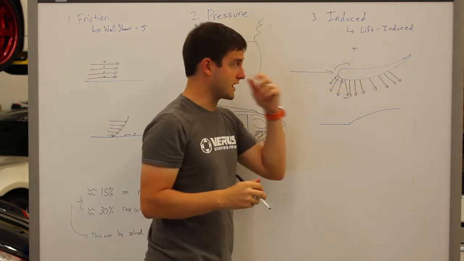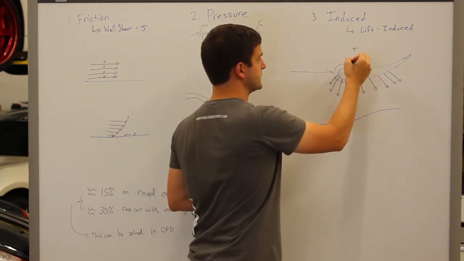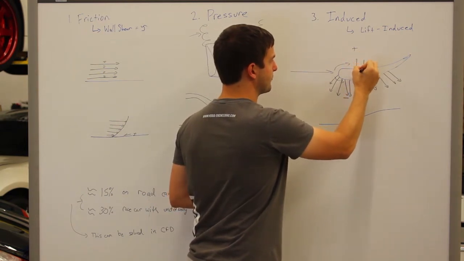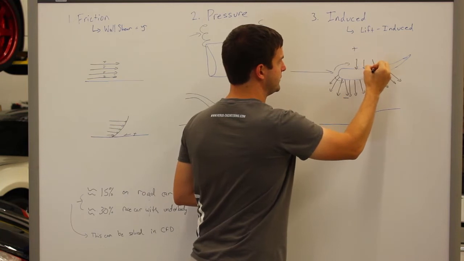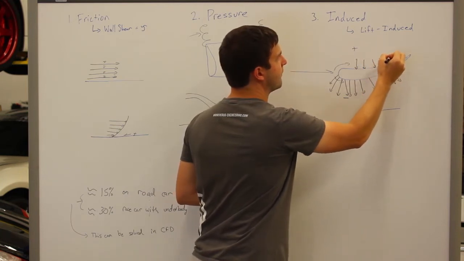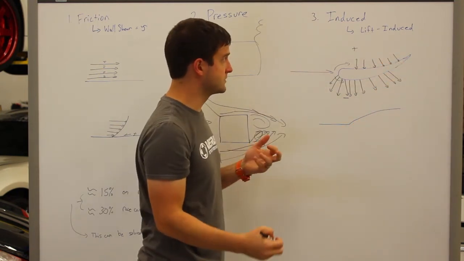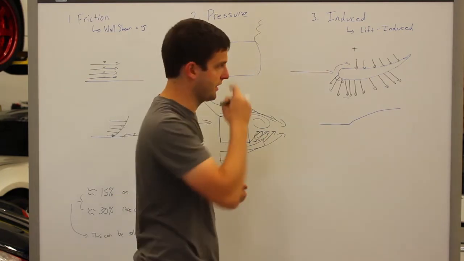So this is, that's kind of what it's going to look like. You have ones on the top also, so you have positive. So it's going to be applied like that. So what does that really mean with drag?